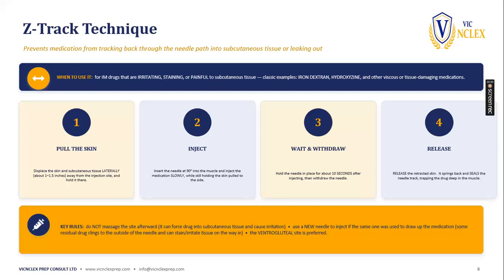Are you following? You will now retract the skin back, and it will spring back and then seal that needle track. Try it, you see. That's what we call the Z-track method. So we use it for giving medication that are irritating or staining or painful to the subcutaneous tissues. So we don't want them to come into the subcutaneous tissue.